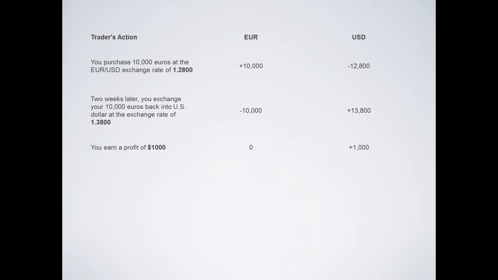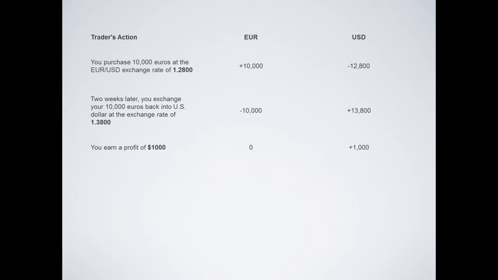So, we can see in this example, we're given the example of buying 10,000 euros with dollars. The exchange rate of the euro versus the US dollar is 1.2800. In other words, it's going to cost us $12,800 to buy 10,000 euros. So you can see from the very top of this chart, straight away we lose $12,800. Well, we don't lose it, we change it into euros. So we've got exactly 10,000 euros and we spent $12,800.